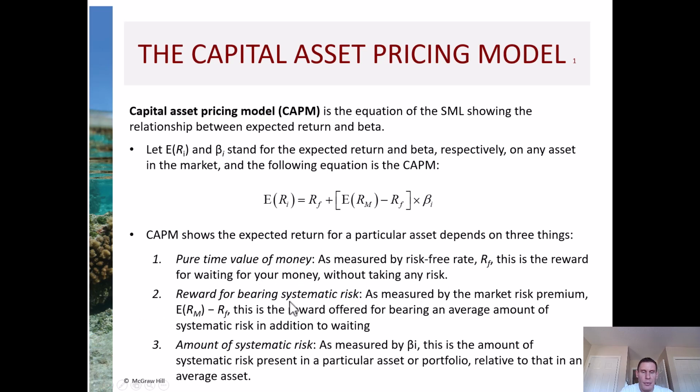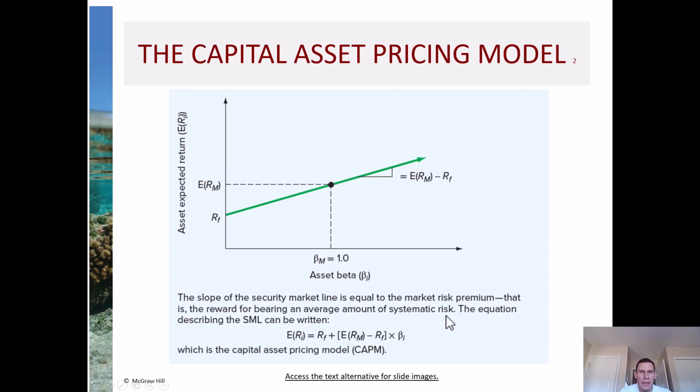Number two, reward for bearing systematic risk, as measured by the market risk premium, E(R_M) minus R_F. This is the reward offered for bearing an average amount of systematic risk in addition to waiting. And then number three, the amount of systematic risk as measured by beta_i. This is the amount of systematic risk present in a particular asset or portfolio relative to that in an average asset. So here you see the capital asset pricing model line.